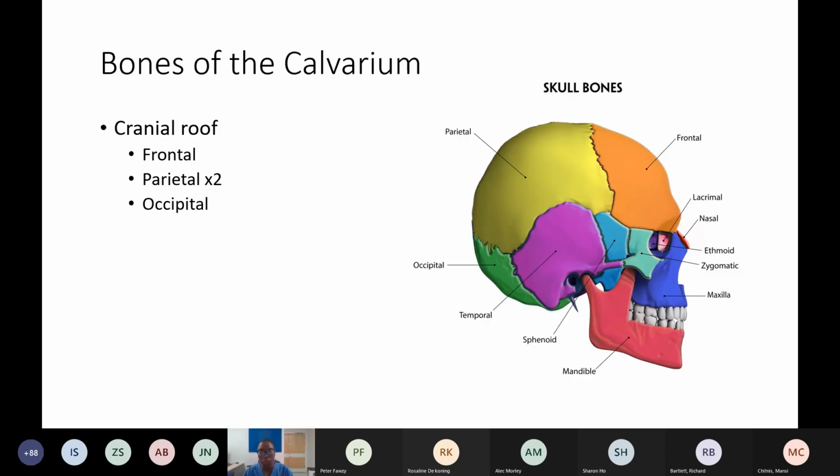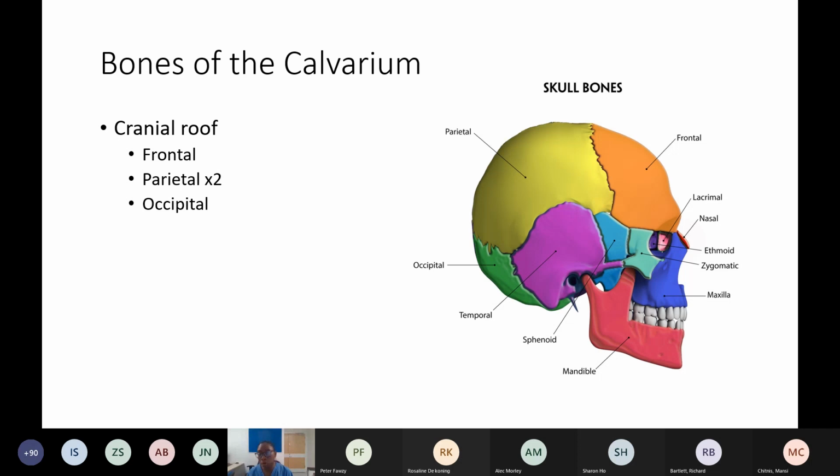So under the scalp, of course, we have the bones that form the skull. And the skull can essentially be separated into three main components. So you have the cranial roof, you have the base, the cranial base, and then you have the facial bones. We'll be focusing on the former two and less on the facial bones during this course. So that's what we'll be looking at.